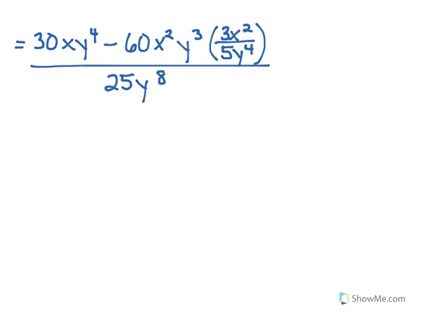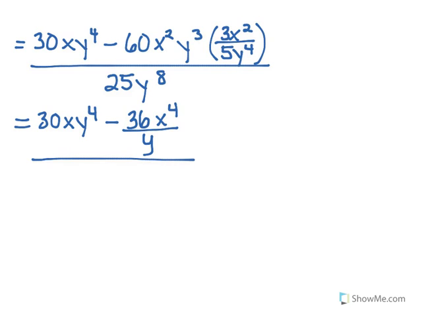So now I'm going to simplify that second term in the numerator a little bit. I'm going to keep my 30x y to the fourth. And now let's start with the numbers. 60 times 3 is 180. 180 divided by 5 is 36. X squared times x squared is going to give me x to the fourth. Y cubed divided by y to the fourth gives me all over y, or y to the negative 1. That is all still being divided by 25y to the eighth.